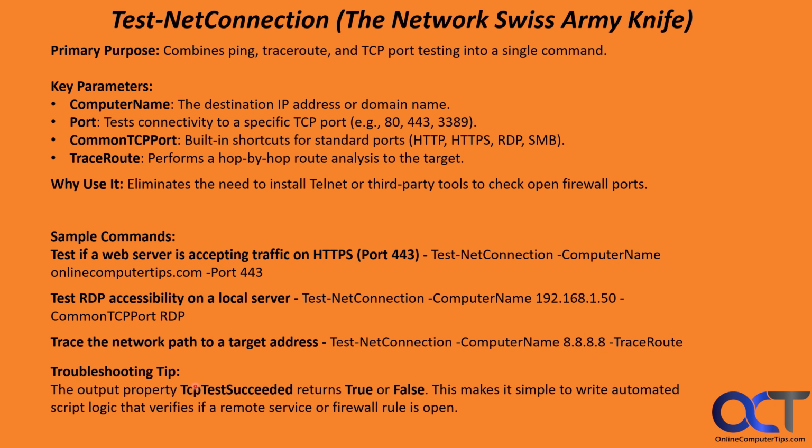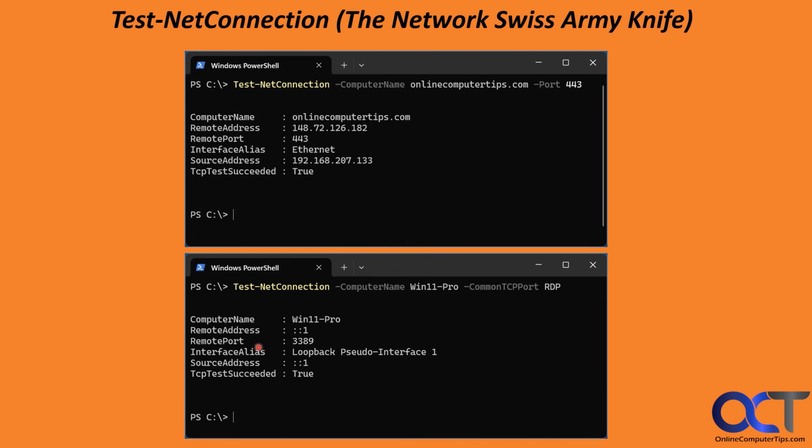All right, so a troubleshooting tip here. The output property will be either true or false. So this makes it easy to write automated scripts that verify if a remote service or firewall rule is open. All right, so let's take a look at some examples here.